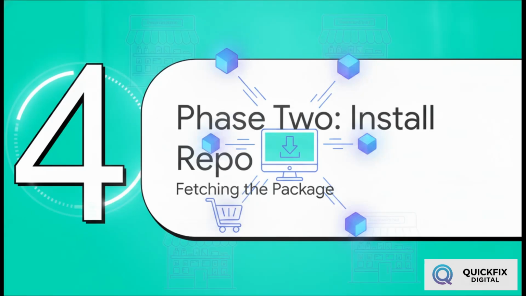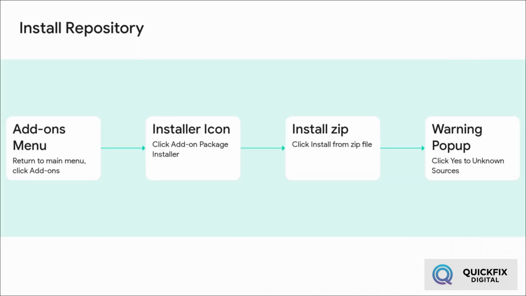Awesome. Moving to Section 4, Phase 2, Install Repository, Fetching the Package. Okay, let's execute the next sequence. Step 8, go ahead and hit that back button until you're all the way back at the main Kodi menu, and then click on Add-ons over in the left-hand menu. Step 9, look to the top left again and click the Add-on Package Installer icon. It kind of looks like an open cardboard box. Step 10, from the list that appears, select Install from Zip File.